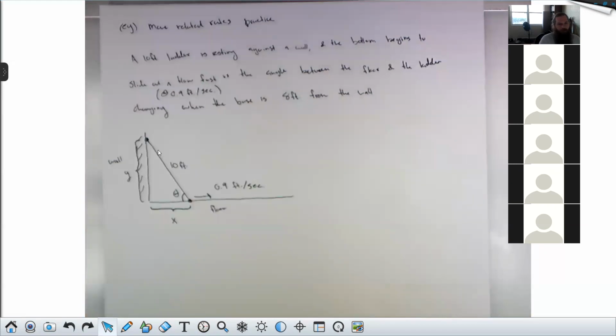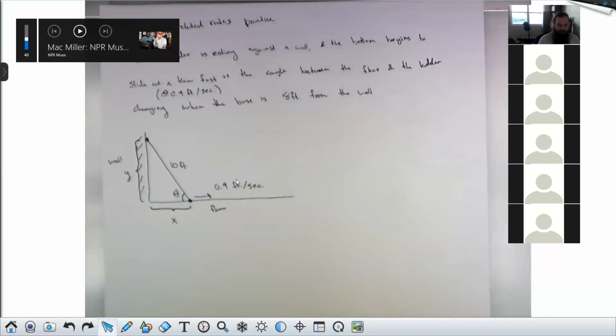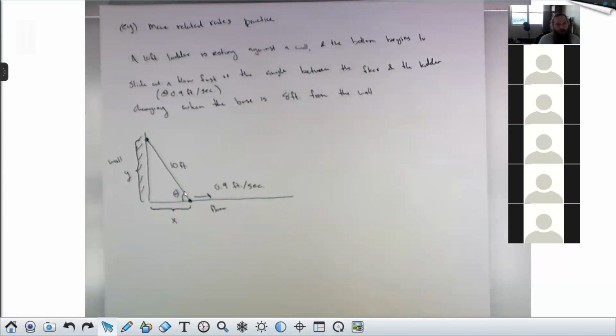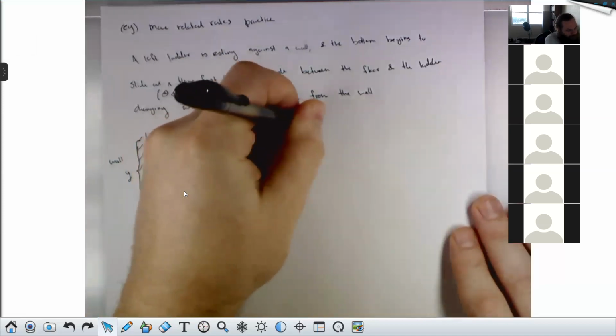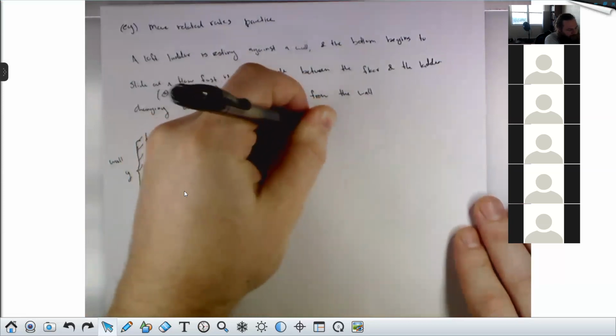So let me ask you first a very qualitative question rather than a quantitative one. Is this angle theta increasing or decreasing as this guy slides out? Decreasing. Good, right? It's decreasing. It's becoming a more shallow angle. All right. Just want to make sure we're all following the picture here.